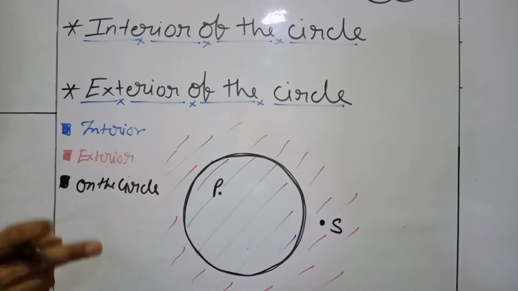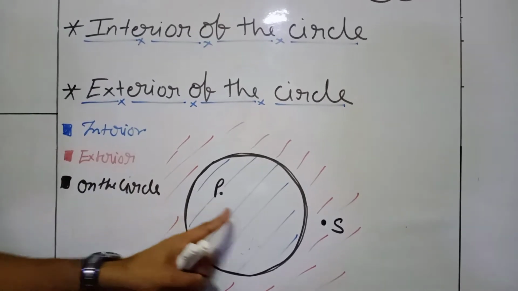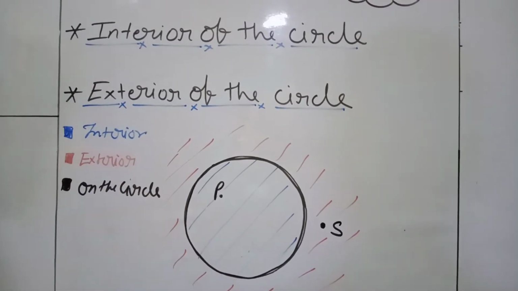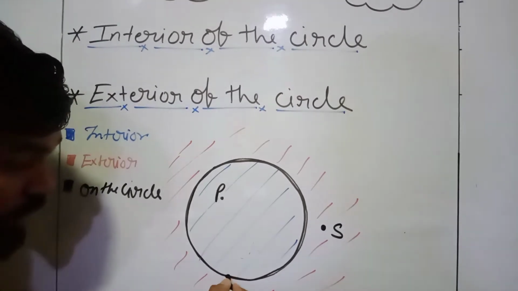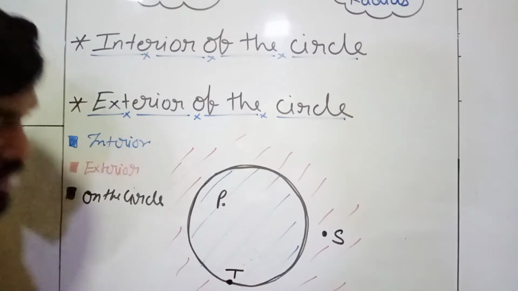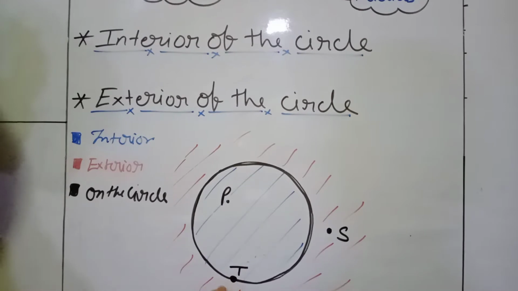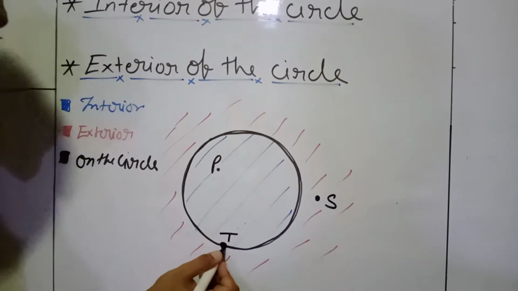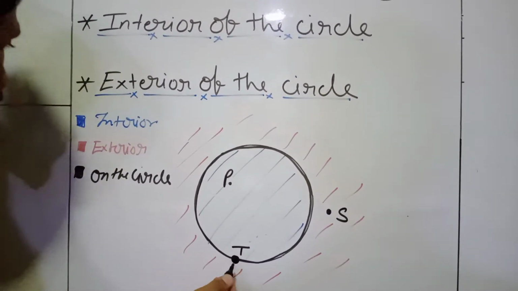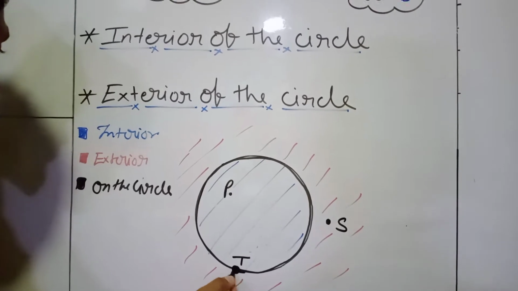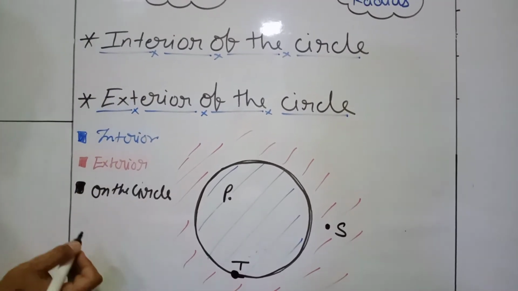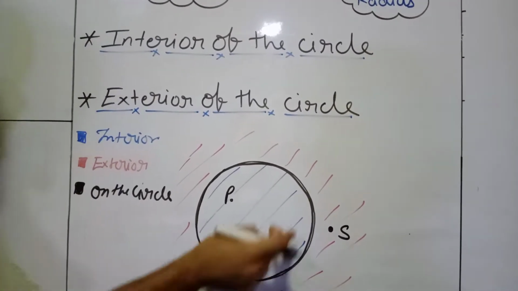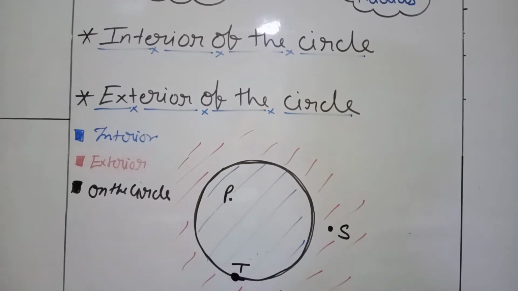These three colors help you to understand where these points lie. And if you are talking about T, don't just look at the letter T written over here. You have to concentrate on this point. That is on the black line. Black means on the circle. So point T lies on the circle.